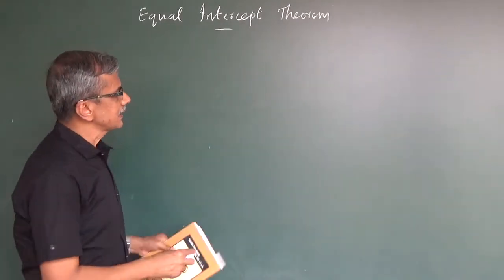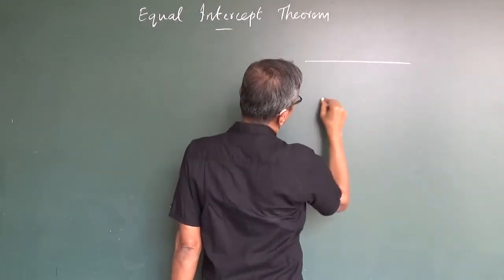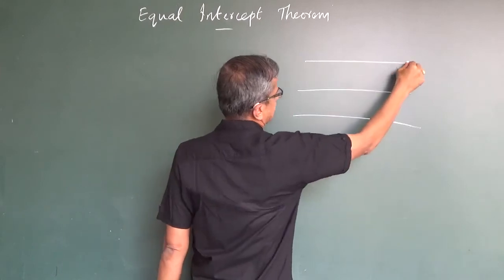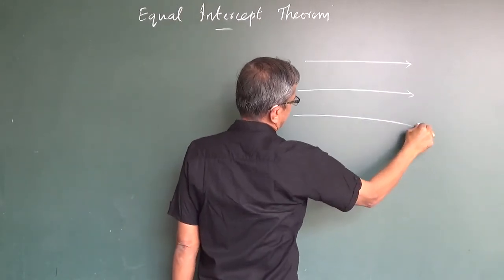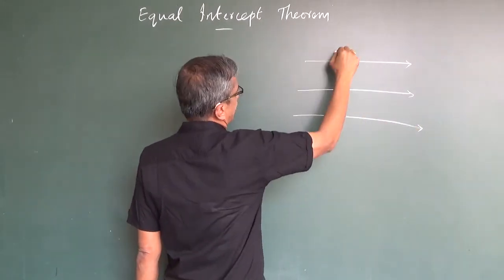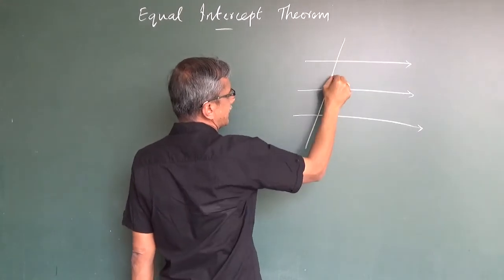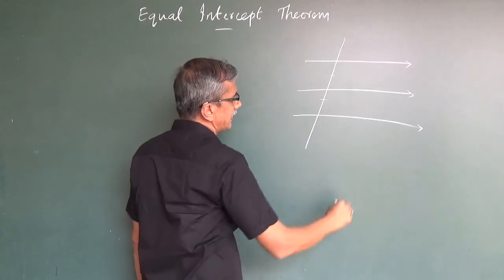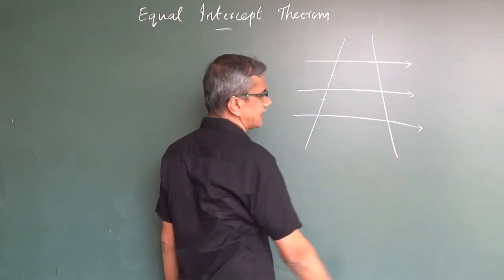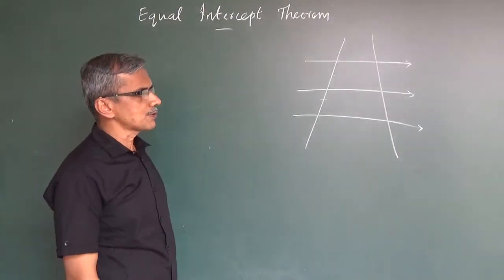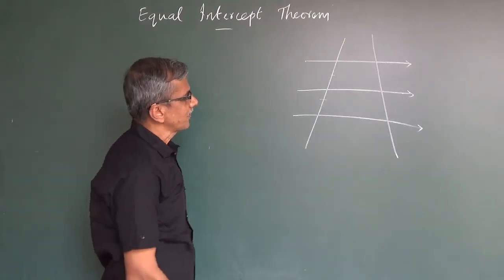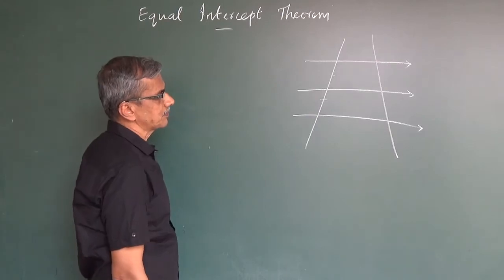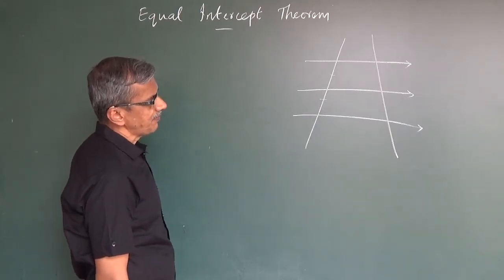What does it state? When there are three or more parallel lines, these three are parallel lines. Now if one transversal is making equal intercepts, that is, this and this are equal, then any other line cutting the parallel lines will also make equal intercepts. That is, these two will also be equal. That is what we have to prove.